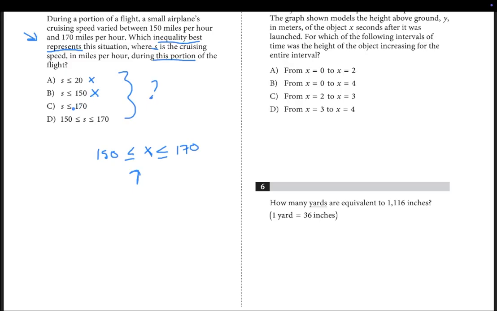So here we have S is less than or equal to 170 for C, but for D we have S is less than or equal to 170, but also greater than or equal to 150. So both of these equations are true, but the big trick is that it's asking us which one best represents this situation. And the one that contains all the information that's given to us in this question is going to be D, as it includes our 150 miles per hour and 170 miles per hour.